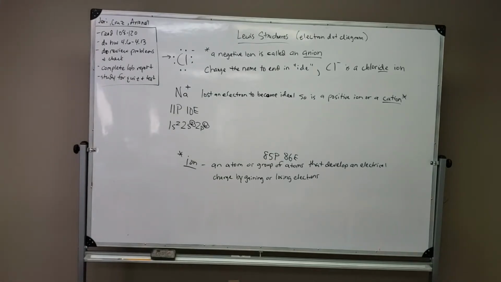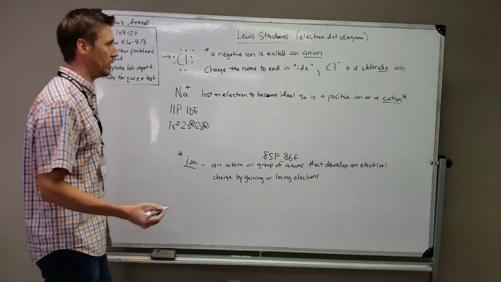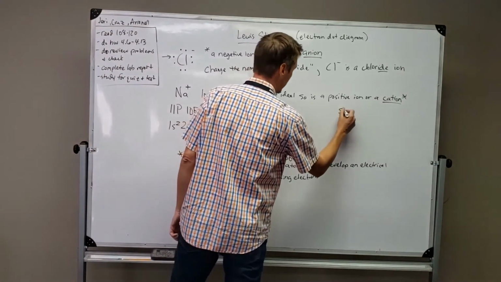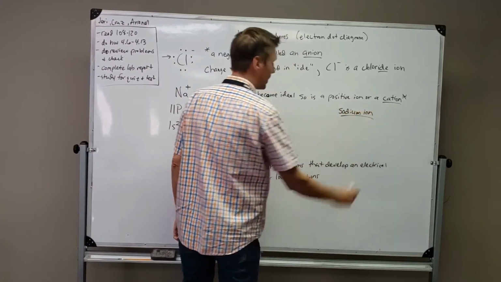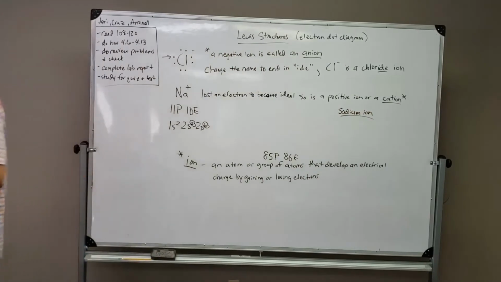And with positive ions, we don't replace the suffix at the end with "-ide". We keep the same name. So this is a sodium ion. That would be the correct name for it. So if it's a positive ion, you just keep the name of the element and call it that. If it's a negative ion, you add that "-ide" suffix to the end, like with chlorine.